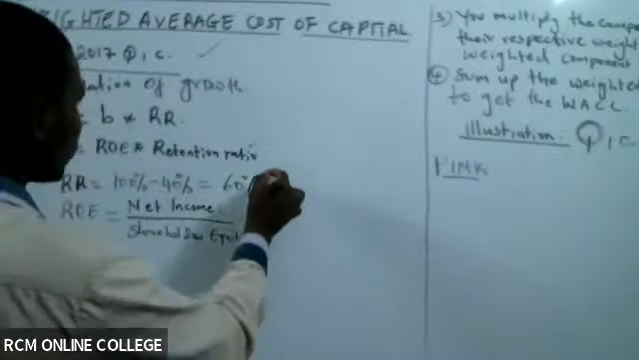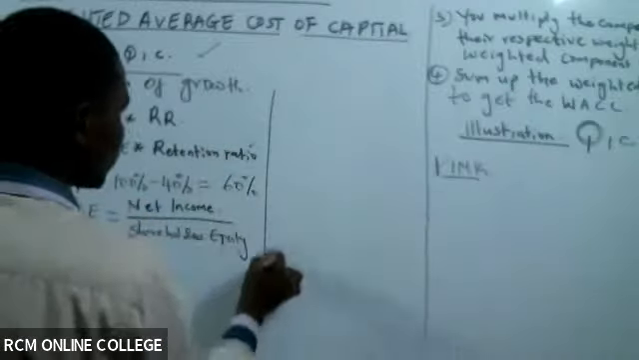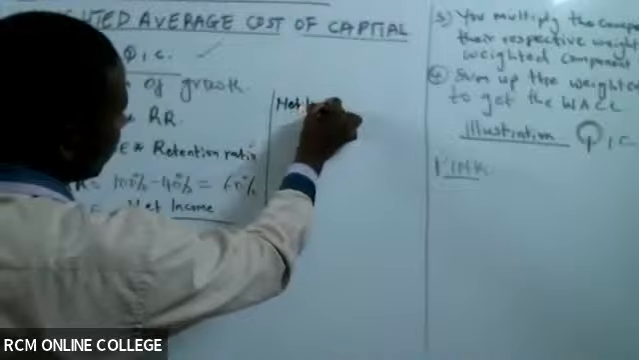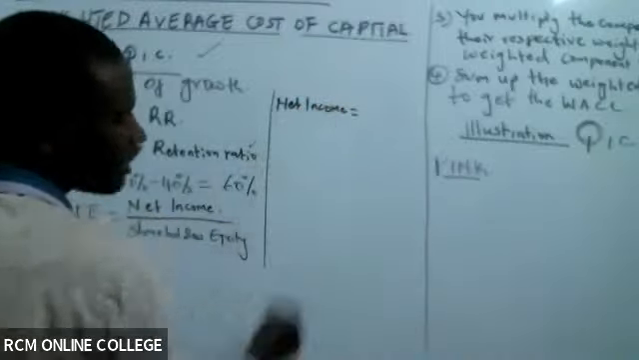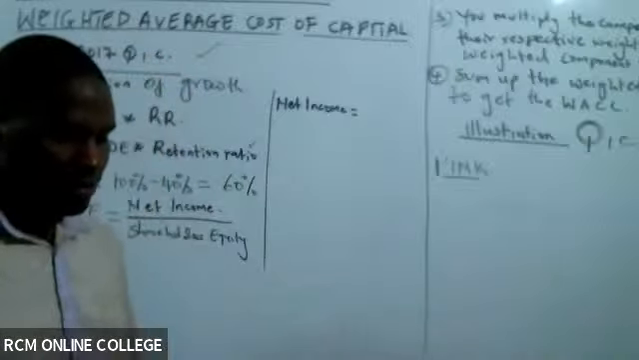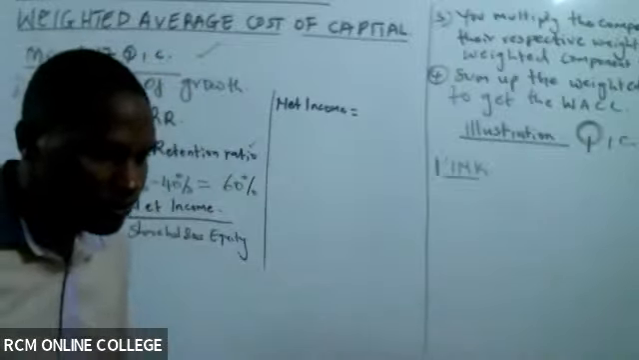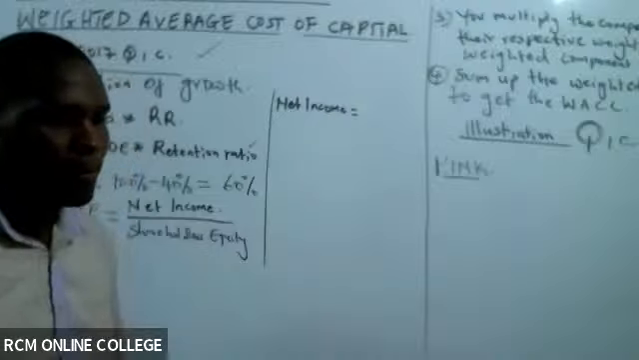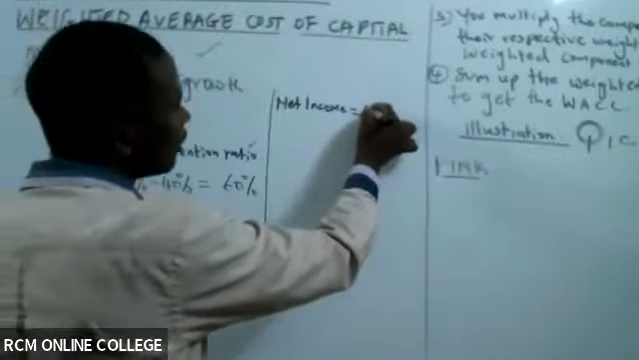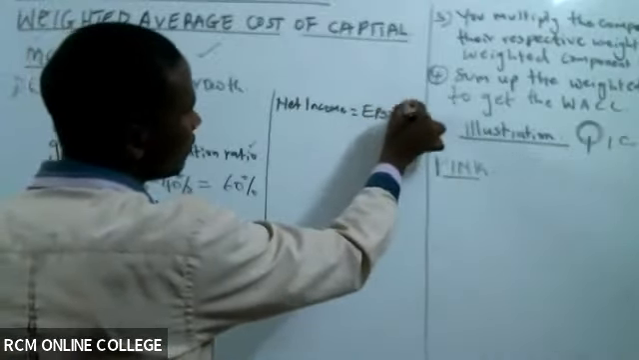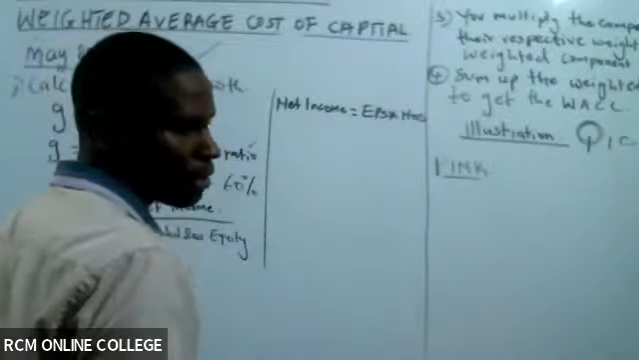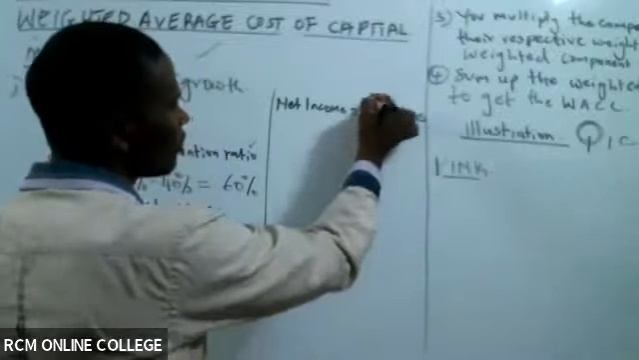I think I need to utilize this place vizuri. How do we get now net income? Net income will be given by earning per share times the number of share. That will be the net income: earning per share times number of share. This is earning per share.